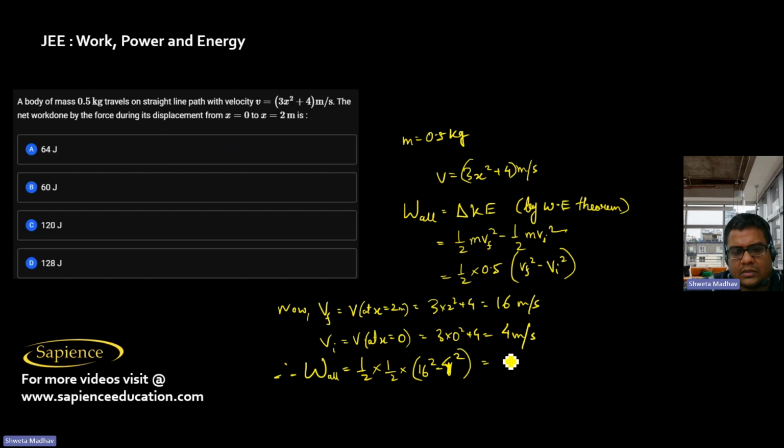So this will be 1 by 4 into 16 minus 4, that is 12, into 16 plus 4, that is 20. So 4 3s are 12, 3 into 20, that is 60 joule. So 60 joule is the net work done by the force. Option B is the correct answer.